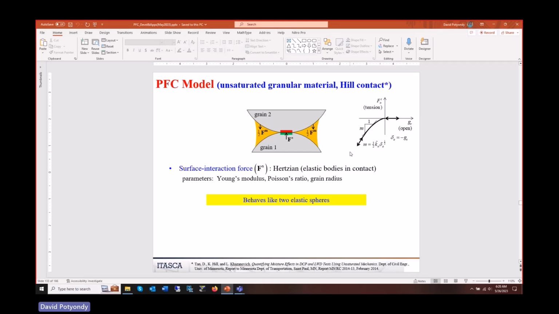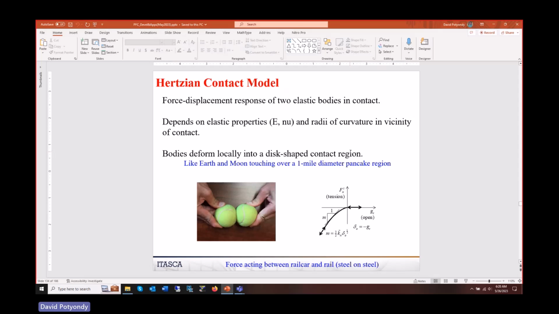And so here's my picture. It's like the earth and the moon touching, and there's my two tennis balls. And again, you see it's getting stiffer. There's my idea of the rail car and the steel.